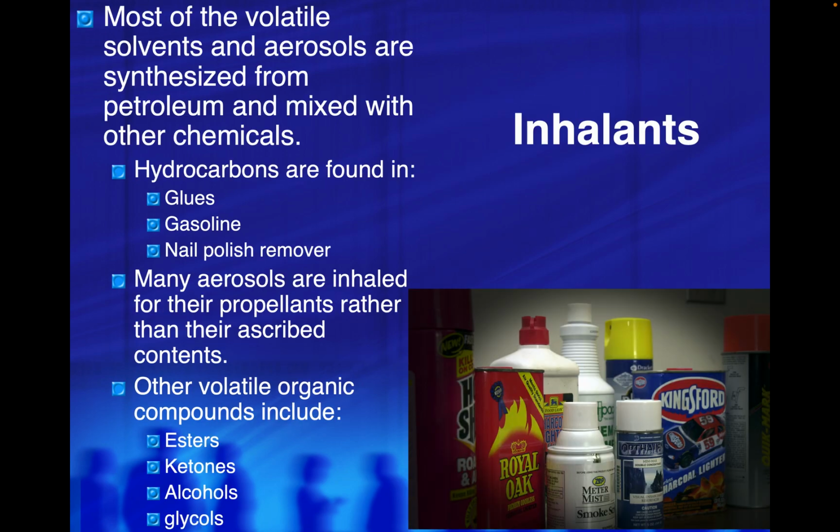Most of the volatile solvents and aerosols are synthesized from petroleum and mixed with other chemicals. Hydrocarbons are found in glues, gasoline, and nail polish remover. Many aerosols are inhaled for their propellants rather than their ascribed contents. Other volatile organic compounds include esters, ketones, alcohols, and glycols. And all of these are carcinogenic, by the way, including the alcohols, especially the ketones. We used to use ketone when I was in the service to clean things, and then they discovered that it was carcinogenic, and about 10 years later they started keeping us from using ketones to clean things.